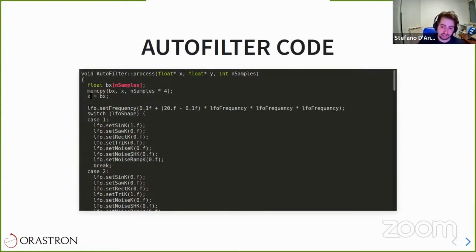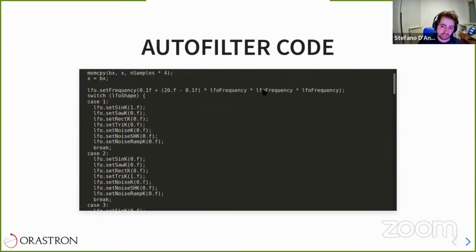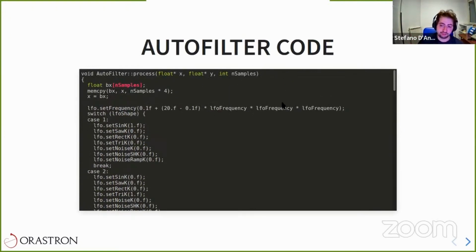So essentially, we have a function that sets the frequency of the LFO, and this frequency is actually cubically mapped, which is a kind of exponential mapping as we've seen before, but not exactly. But yeah, essentially, LFO frequency is a parameter in the 0-1 range, and the frequency that we set for the LFO goes from 0.1 Hertz to 20 Hertz.